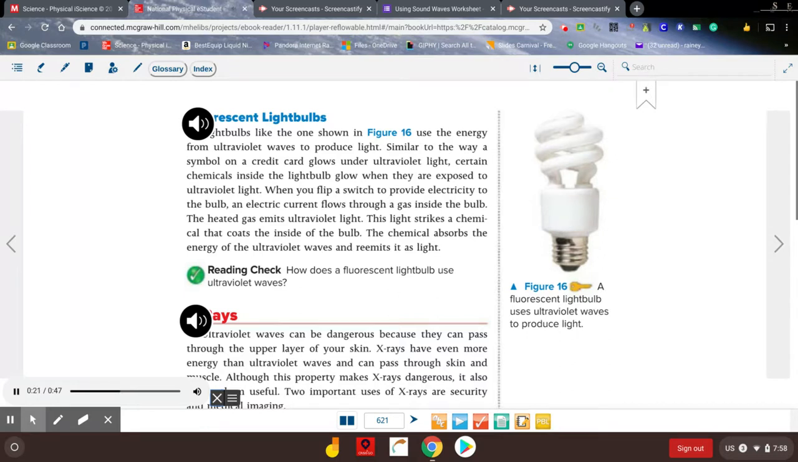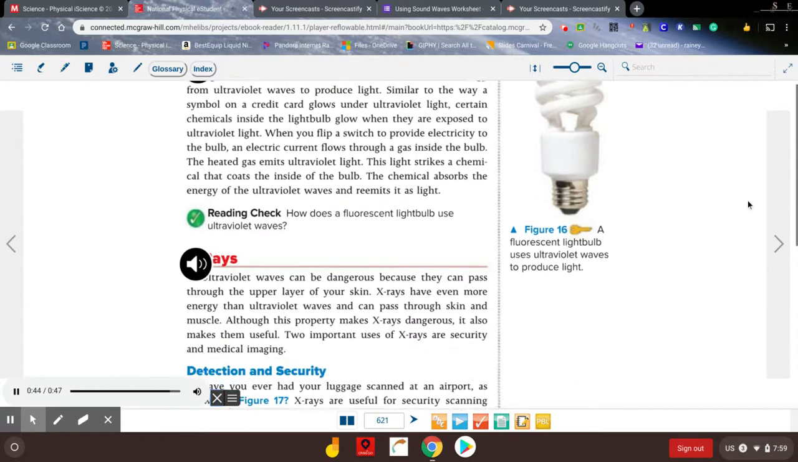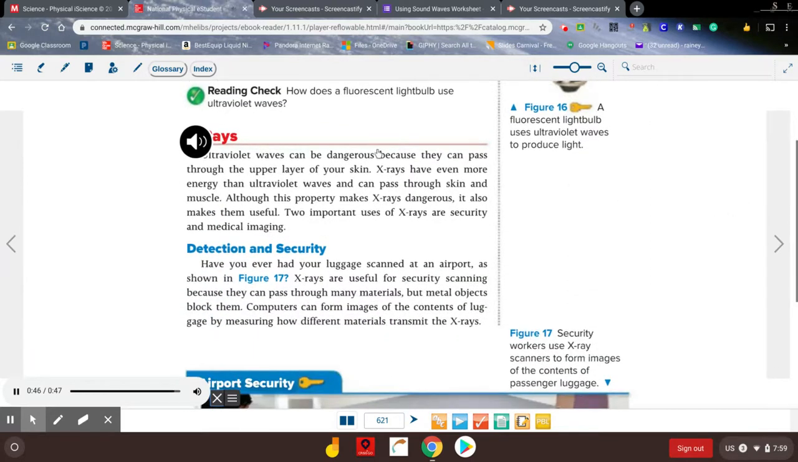When you flip a switch to provide electricity to the bulb, an electric current flows through a gas inside the bulb. The heated gas emits ultraviolet light. This light strikes a chemical that coats the inside of the bulb. The chemical absorbs the energy of the ultraviolet waves and re-emits it as light. Reading check. How does a fluorescent light bulb use ultraviolet waves?